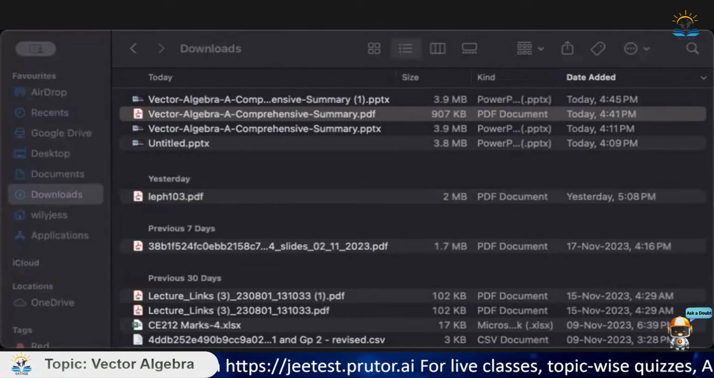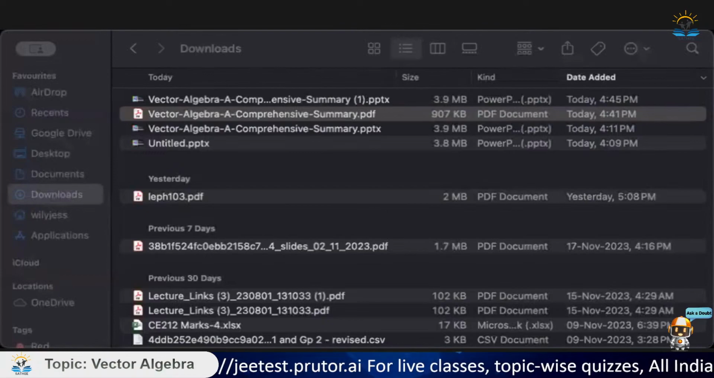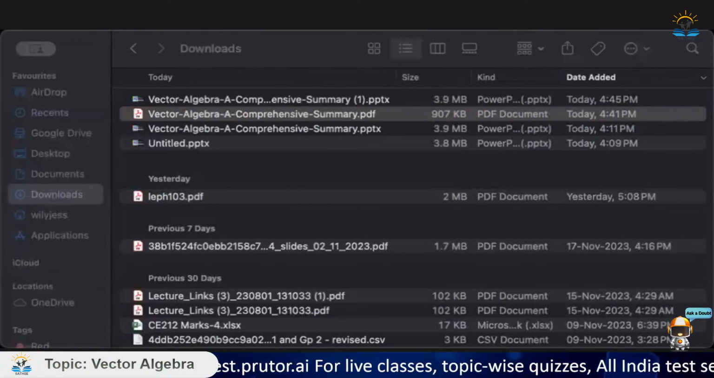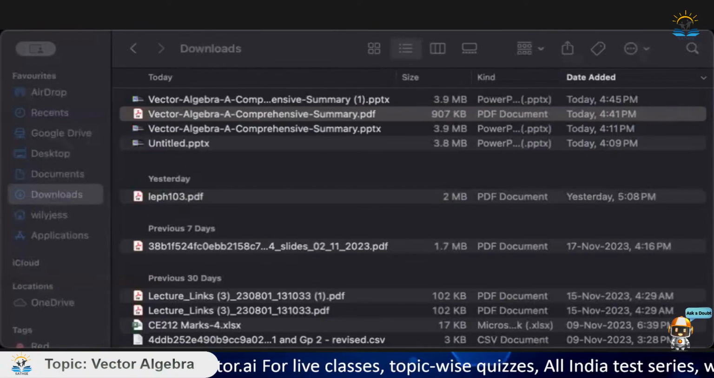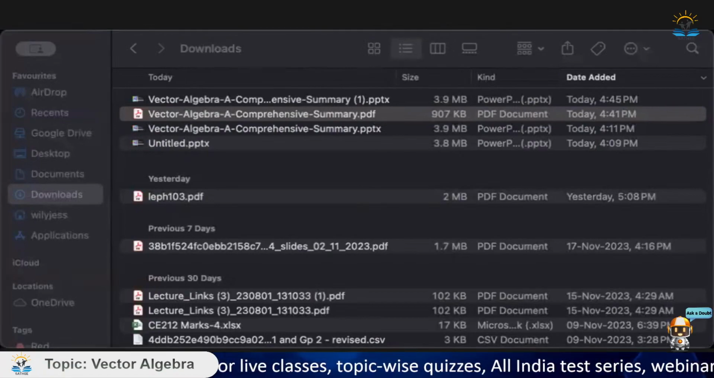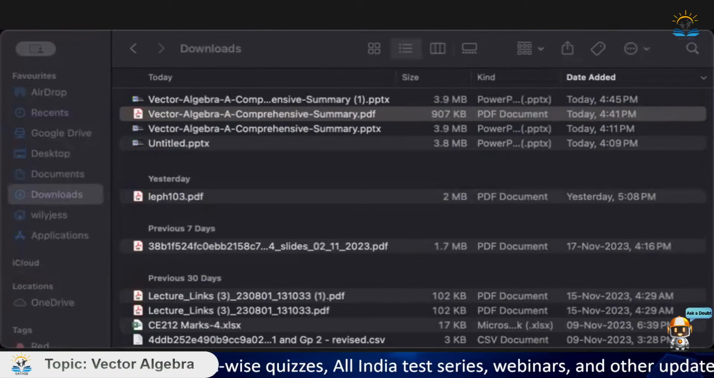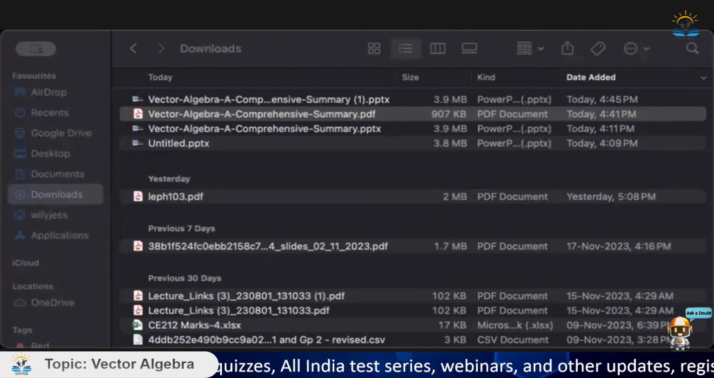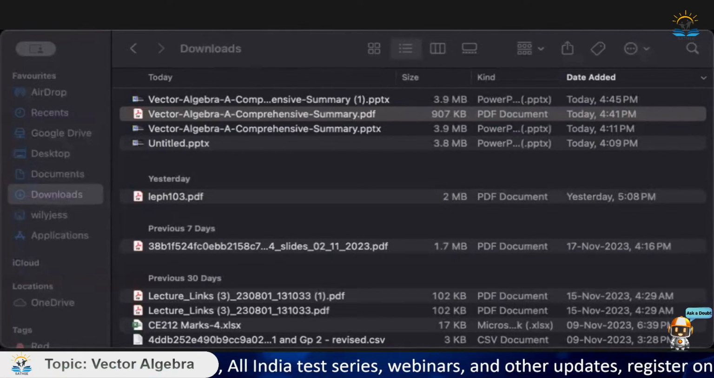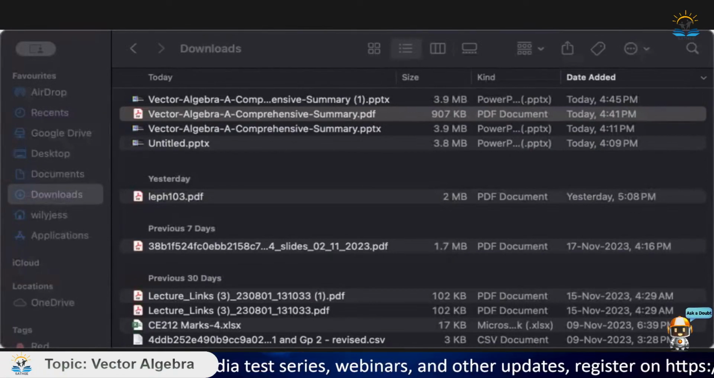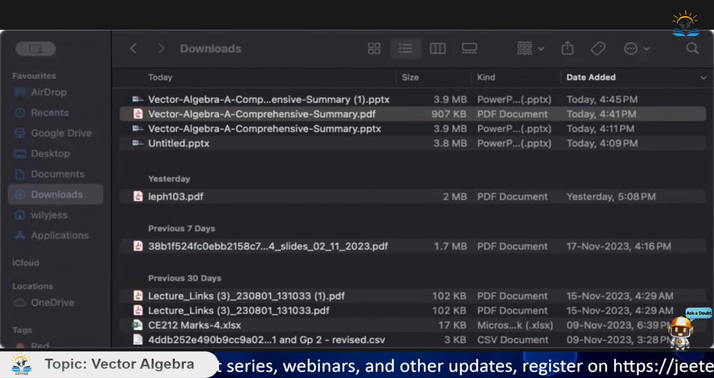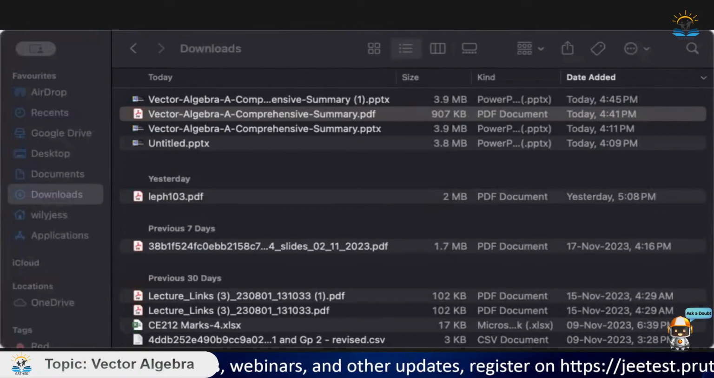So if a question is asked like this, yes, in the PYQs it was asked using the condition of coplanar vectors. You can use the concept of scalar triple product also for finding the condition, to check for coplanar vectors.